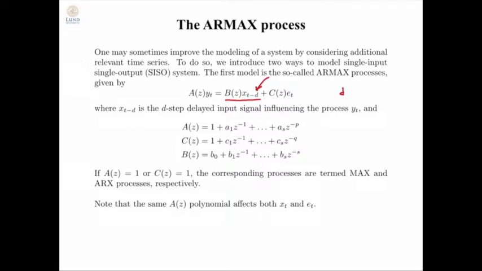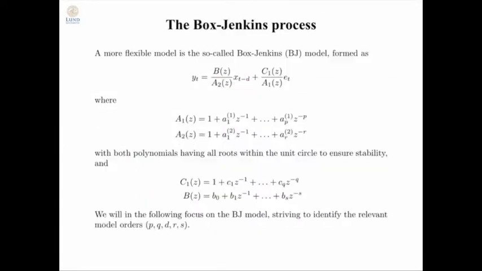Then we also have the same A and C polynomials as we have used in the ARMA processes before. And of course we have the special cases: if the A part is gone, then we have an MAX process, or if the C part is gone, we have an ARX process. But the thing to note here is that for an ARMAX process, we have the same A(z) polynomial affecting both x and e, which is a very strong assumption, and we would like to relax that. This can be done using a so-called Box-Jenkins model.